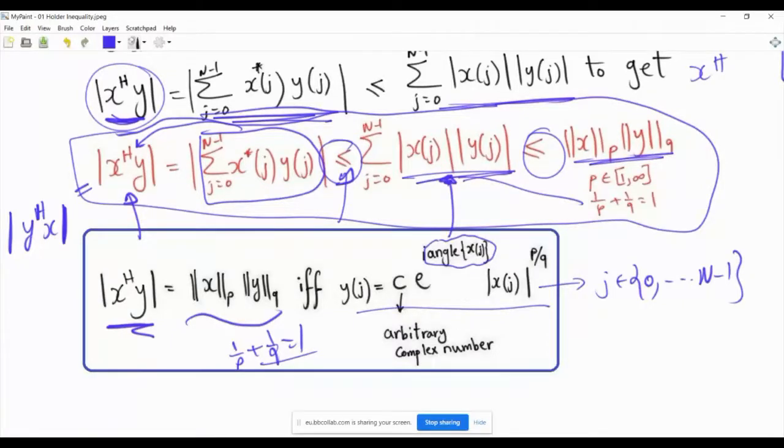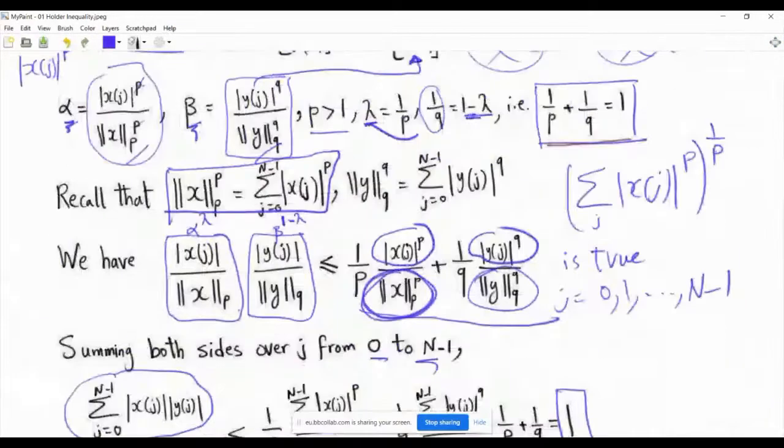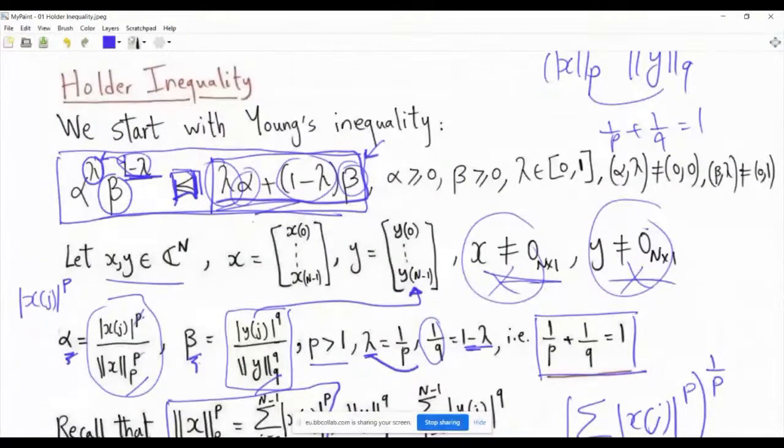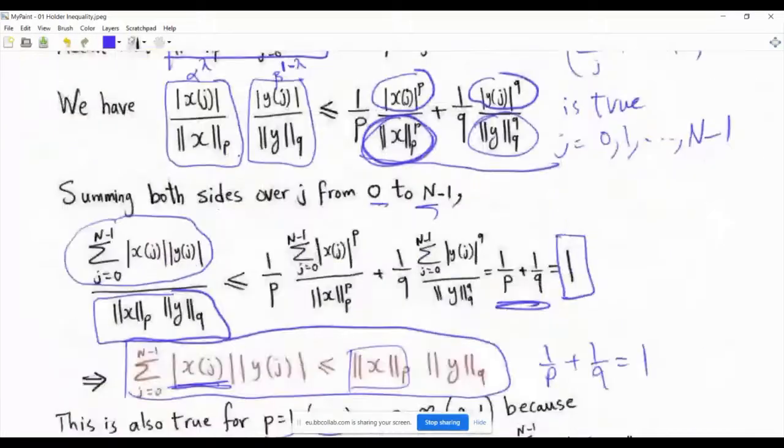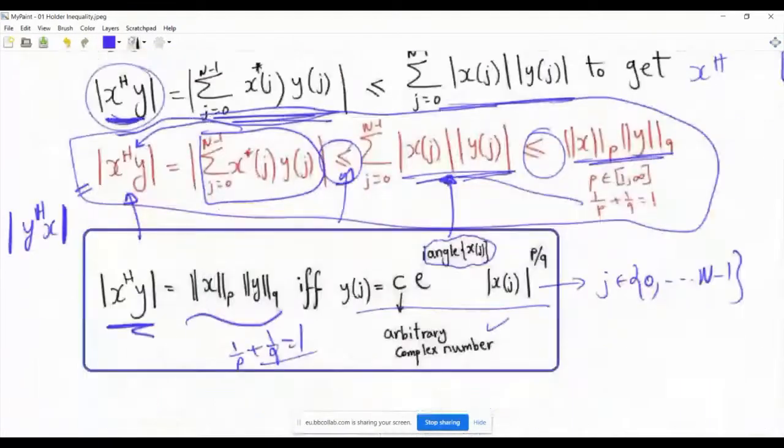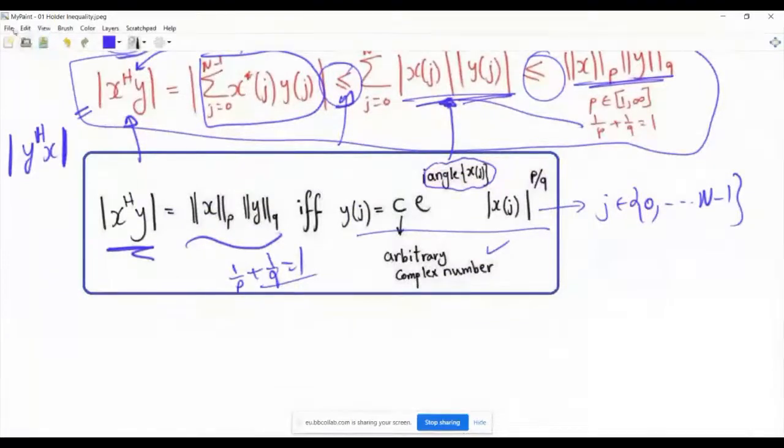Again, this may seem mysterious, but it is simply obtained by combining the condition for equality for the triangle inequality and the condition for equality in Young's inequality, which, as I said, is explained in the notes, because this is derived using sort of elementary calculus. So if you are interested, you can read it there.